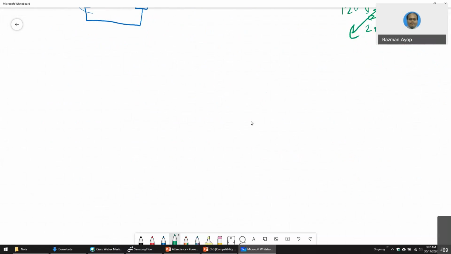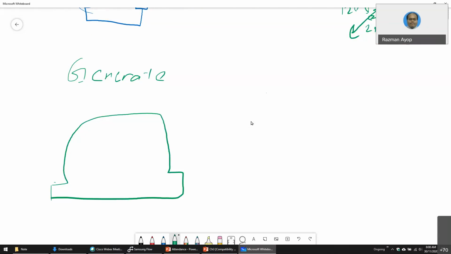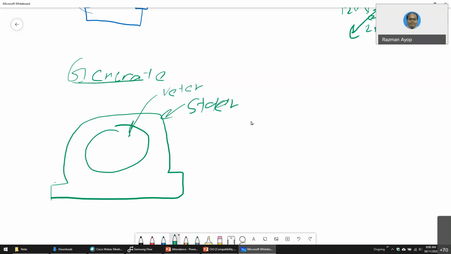You can Google it. This one is basically a power source. This one is a stator, which is static and doesn't move, and another one is the rotor. The rotor is inside. This is one generator. A generator has a stator and a rotor.